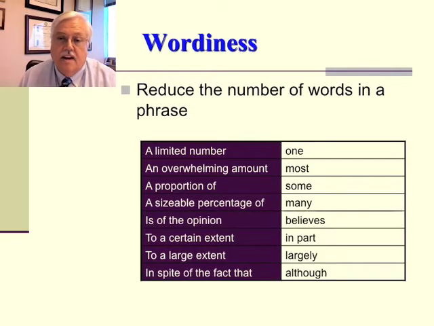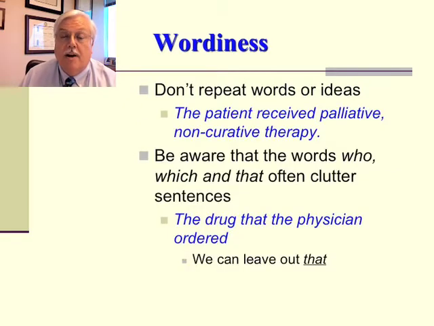So we do this all the time. When you look at phrases, let's reduce the number of words. Here's a graph that gives you an idea. Instead of saying a limited number, let's say one; an overwhelming amount, most; a proportion of, some; and you can read the rest of that and get the idea. Anytime we can reduce the number of words and get closer to the meaning of the sentence, the better off we are.